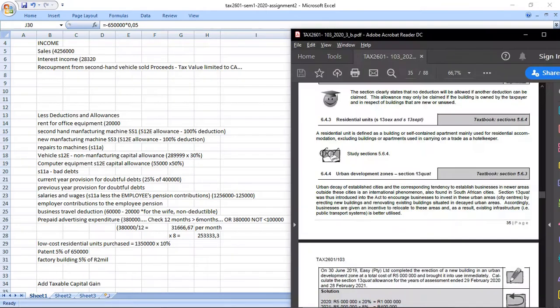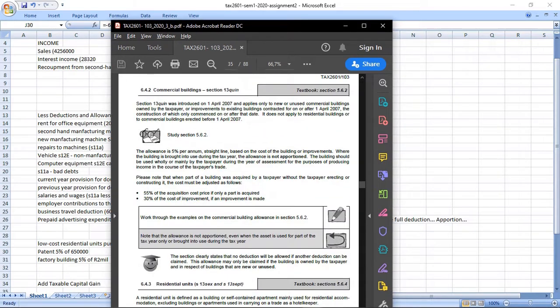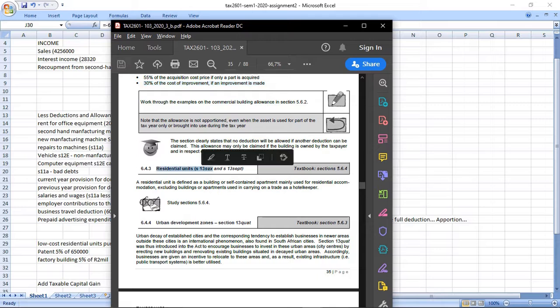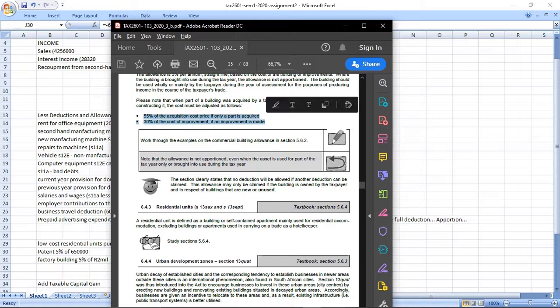Maybe just to show that note that I was referring to here. Commercial buildings. Right, that 55% relates to the acquisition. Please note that when part of a building was acquired by a taxpayer without the taxpayer erecting or constructing it, it must be adjusted as follows. 55% of the acquisition price if only a part is acquired. 30% of the cost of improvement if an improvement is made. And that applies to the commercial buildings. All right, the low cost residential, that was separate. We had low costs earlier. I had incorrectly applied that by mistake.